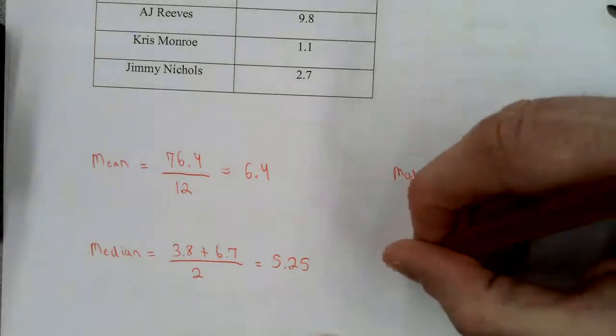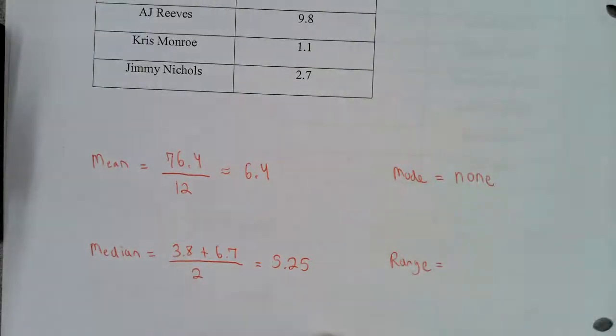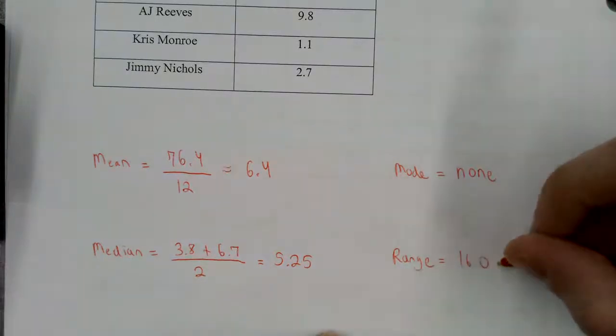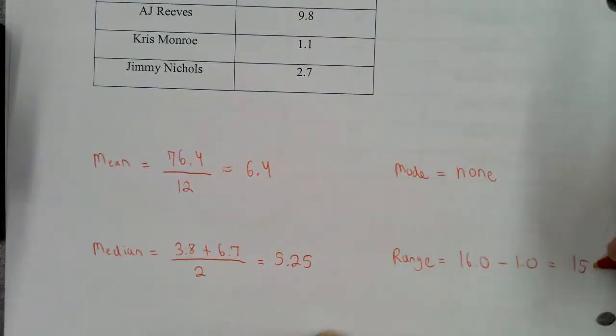And the range is when you do the biggest number minus the smallest number. So in this case, it'll be 16 minus 1, which equals 15.